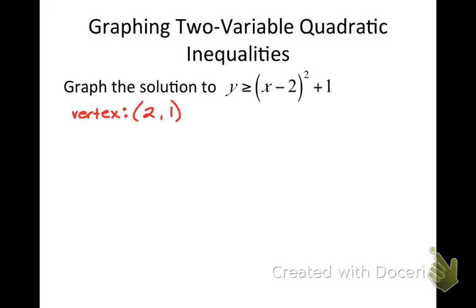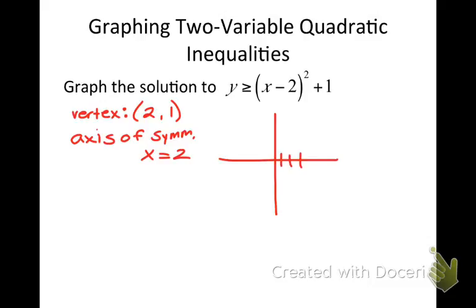So my vertex is 2, 1. What's your axis of symmetry? Yep, x equals 2. Okay, so let's make a lazy graph. All right, can we plot 2, 1? Hope so. 2, 1, it's right there. Dotted line, axis of symmetry.